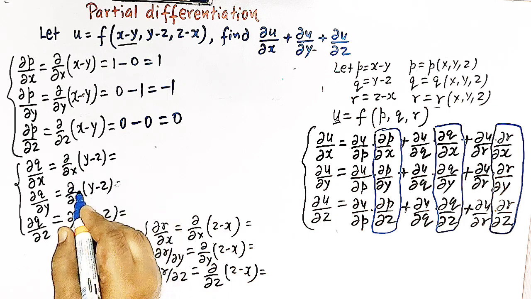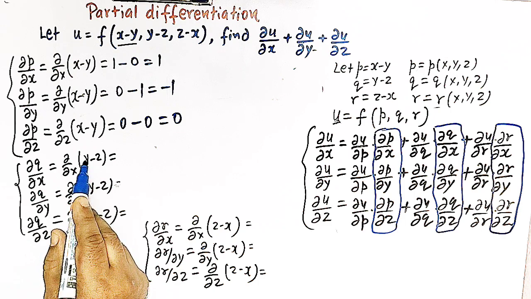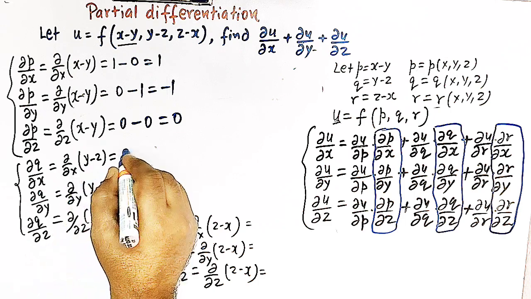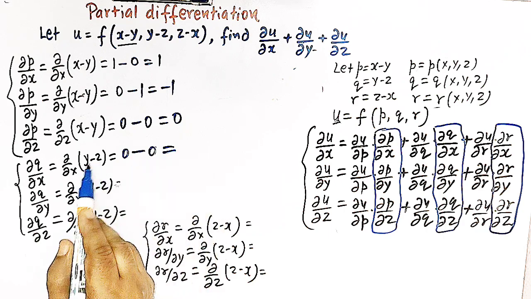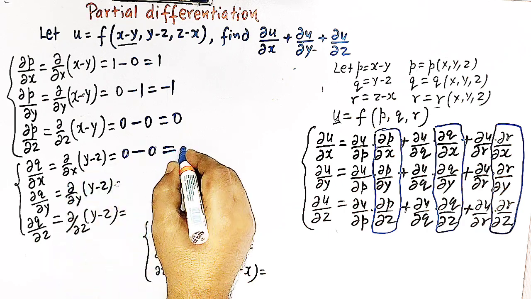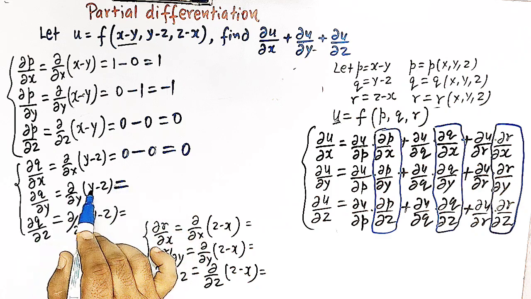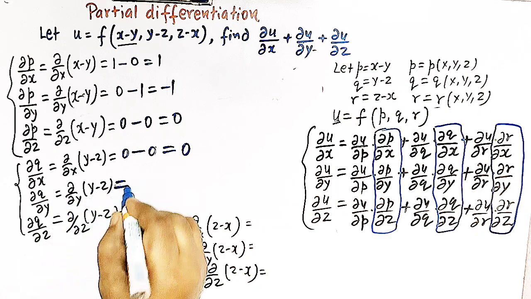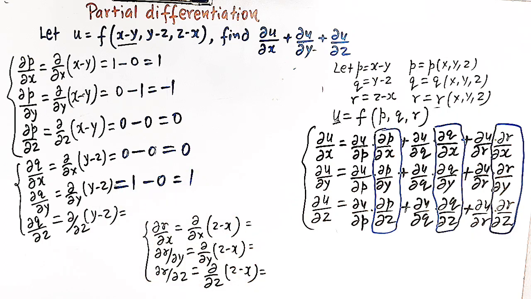Similarly here we can find out the partial derivatives. So the partial derivative of y with respect to x is 0. Here we have also 0. The partial derivative of z with respect to x is 0. So here we have 0. And here the partial derivative of y with respect to y is 1. Here we have 0. So this is 1.